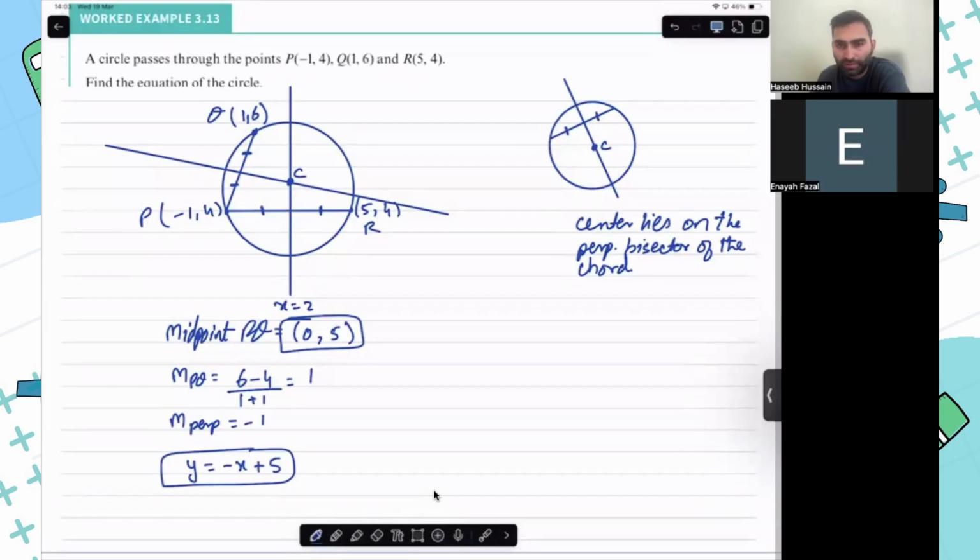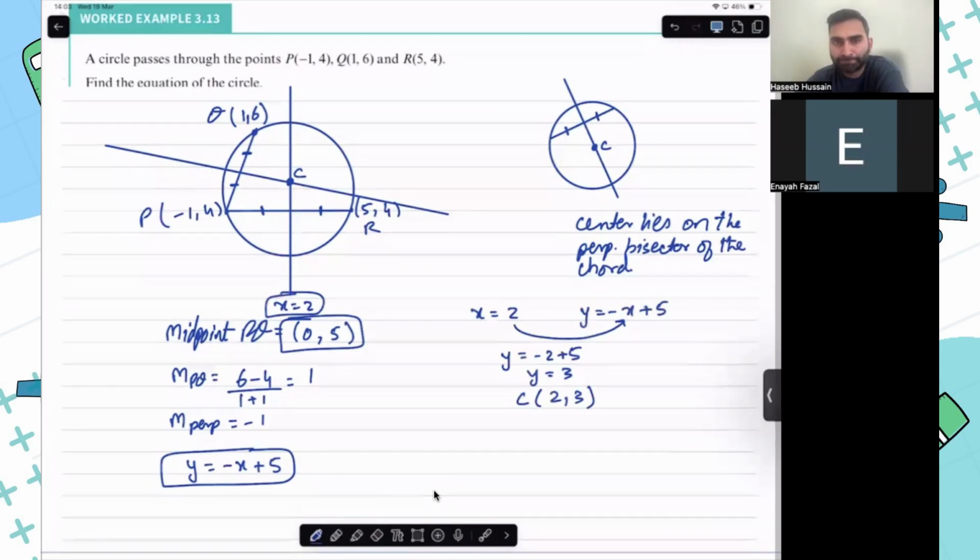Yes, sir. And at the center, we need to solve these two equations simultaneously: x = 2 and y = -x + 5. Let's solve them simultaneously. So y = -2 + 5 is 3. That's your center, (2, 3). Get it?